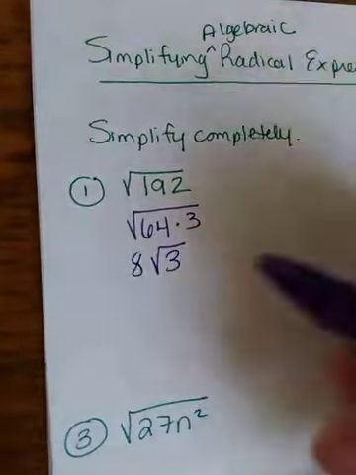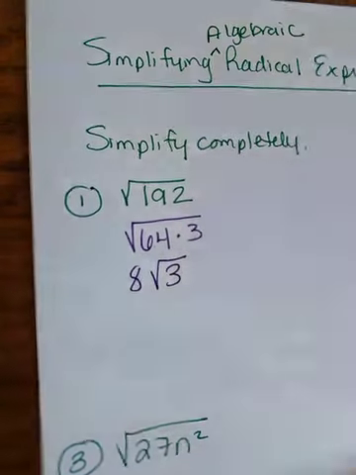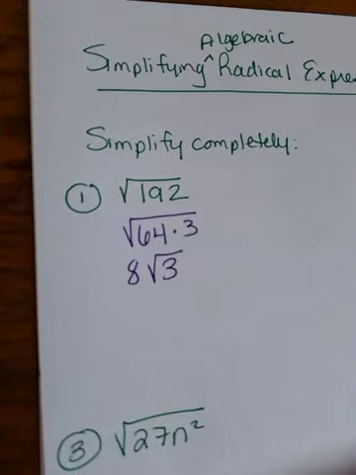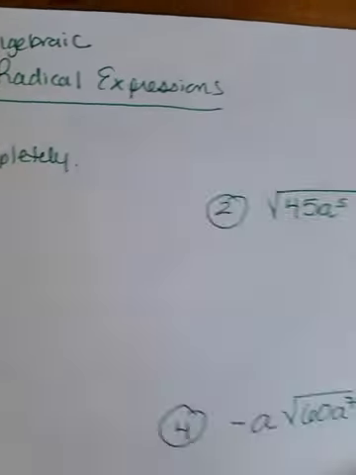So, how do I know I'm done? There's no perfect squares that go into 3, so that's my answer. Again, that's a review one. We had a whole test on that already, way back before March 13th. So how is this different?